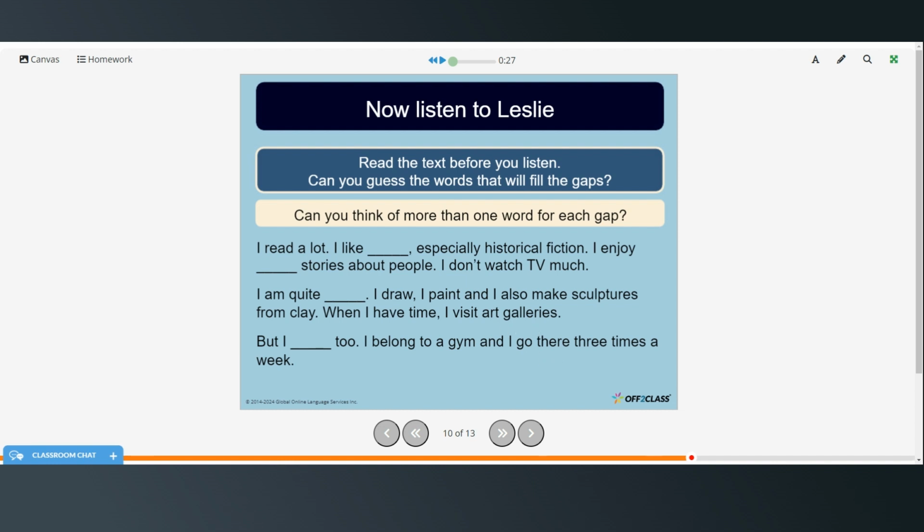All right, so see if you can think about which words you would put in these blanks, and then we'll listen to see what the speaker actually says.